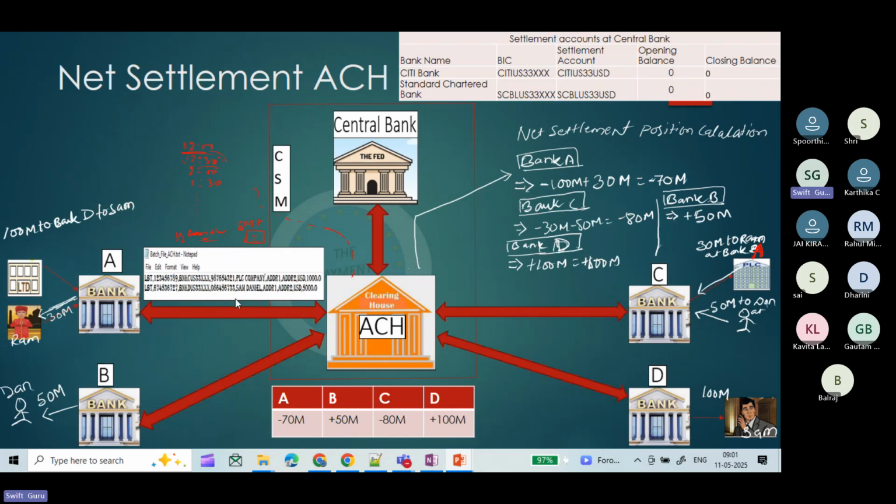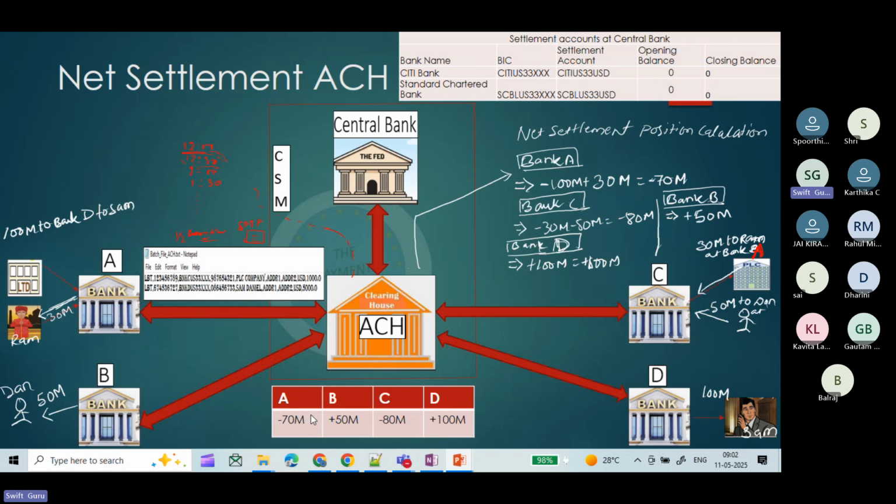So after they receive this net position report, the banks who are in a negative position, in this example, 70 million is there for bank A, and bank C has to pay off 80 million. They will send a payment to the respective clearing house, basically to the settlement account. Once they receive the fund, the central bank will debit the respective accounts of bank C and bank A, and then they will credit bank B and bank D.